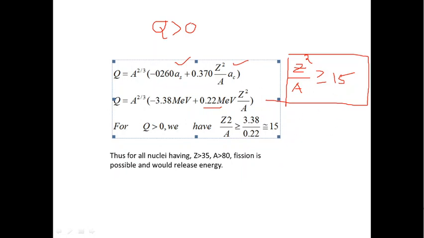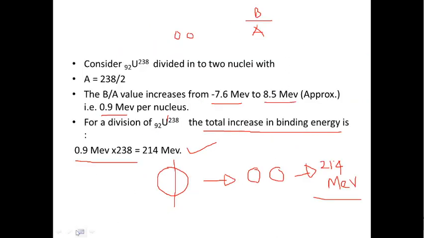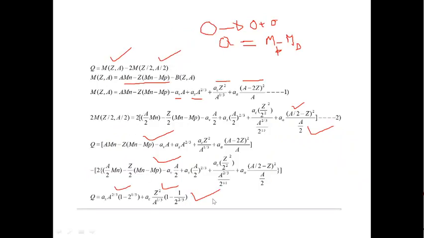That means for elements whose Z is greater than 35, and A greater than 80, fission is possible and would release energy. Now this is the key. This is the conclusion of this. Now let's not forget what our main focus was. Our main focus was to see whether this is predicted by the liquid drop model or not: whether 214 MeV would result if one uranium nucleus is broken into two parts. So this is what we did finally.